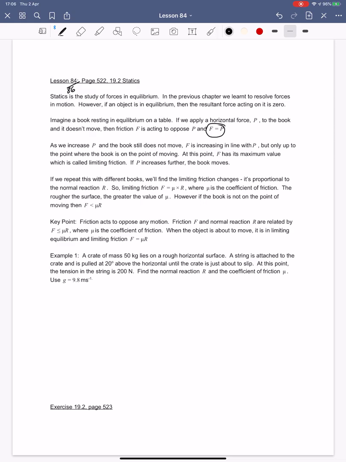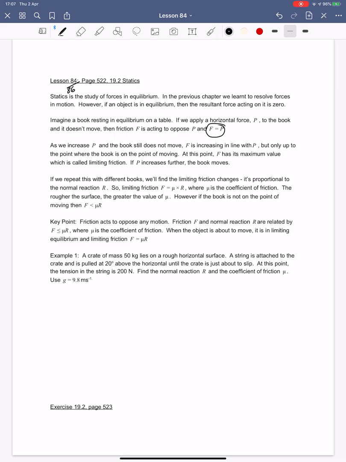So key point, friction acts to oppose motion. Friction F and the normal reaction R are related by F is less than or equal to mu times R, where mu is the coefficient of friction. When the object is about to move, it is in limiting equilibrium, and limiting friction F is mu times R.